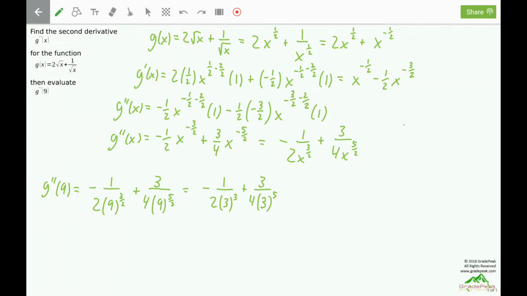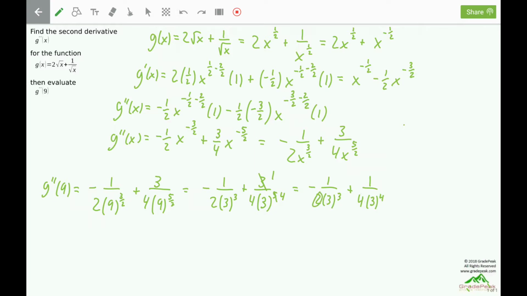Now we are able to cancel one of the 3's out for the second term, so that'll be left with a 1 in the numerator, and this will now be to the 4th power in the denominator. So we have negative 1 over 2 times 3 cubed plus 1 over 4 times 3 to the 4th. Now we are going to want to combine these together with a common denominator. It may be best to leave it in this form here to see what the common denominator is. This first term has 3 3's, the second term has 4 3's. We need one more 3.